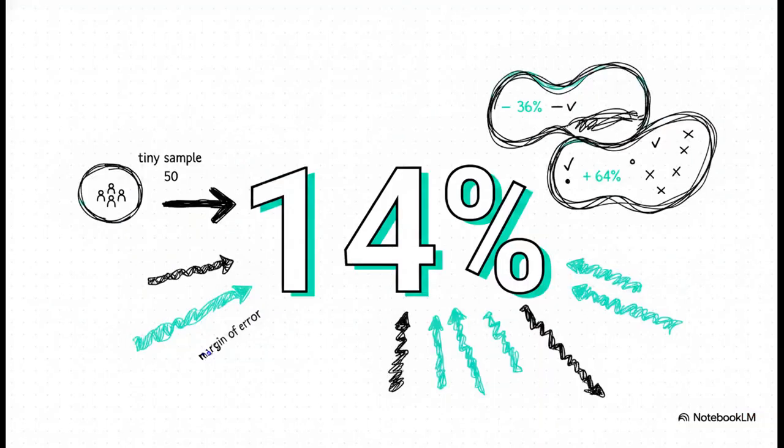Let's talk about the margin of error, which basically reveals the level of imprecision hiding in your data. Imagine taking a really tiny sample, say just 50 respondents for a survey. With that size, your margin of error is a massive 14%. That means if 50% of your sample says they like a product, the real number in the general population could be anywhere from 36 to 64%. That is highly, highly imprecise.